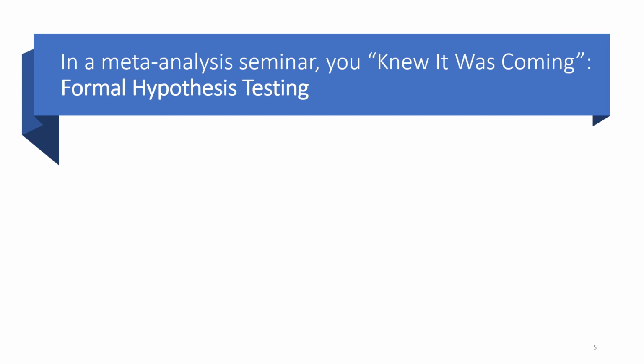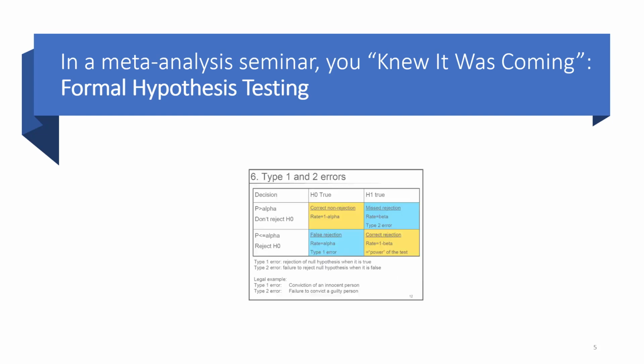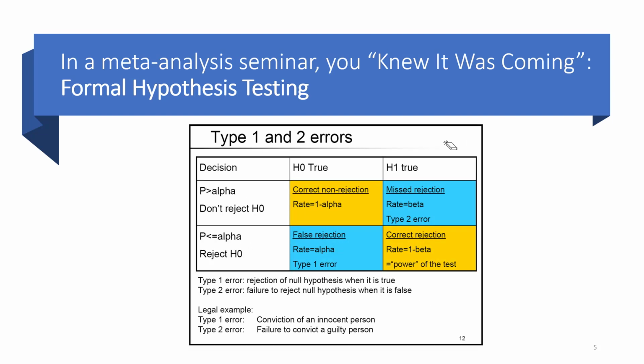Now, here it is, a meta-analysis seminar, and you knew it was coming. You've got to think about formal hypothesis testing. So here's the set of norms. The null hypothesis could be true, that's this column, or the alternative hypothesis could be true, that's this column. And then you get a p-value from your test, and if it's larger than the alpha value, which is typically 0.05, then you do not reject the null hypothesis. If the p-value is equal to or less than alpha, then you reject the null hypothesis and you agree with the hypothesis you had to start with.